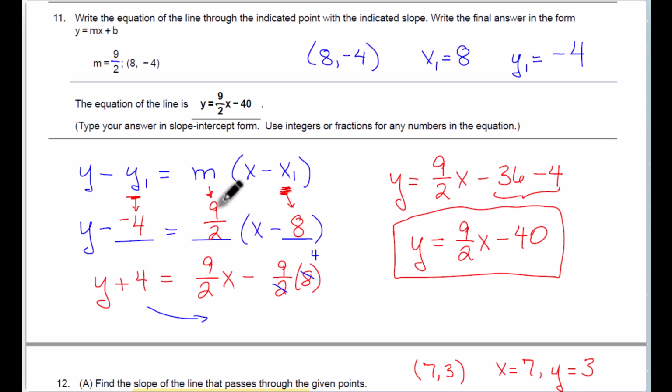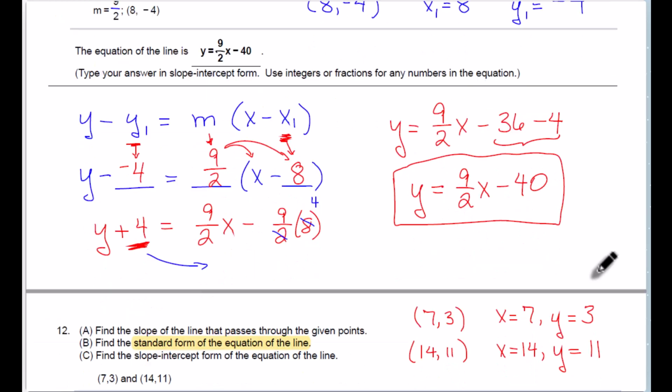All right, so here I've got to distribute 9/2 times x. I've got 9/2 times 8. I'm going to cross cancel. 2 goes into 8 4 times. And 9 times 4 is 36. But don't forget, I've got this plus 4 over there on the left. So I need to move that to the right. And I see that my form now is y equals 9/2 x minus 40.